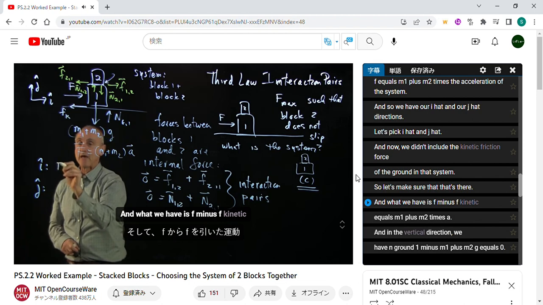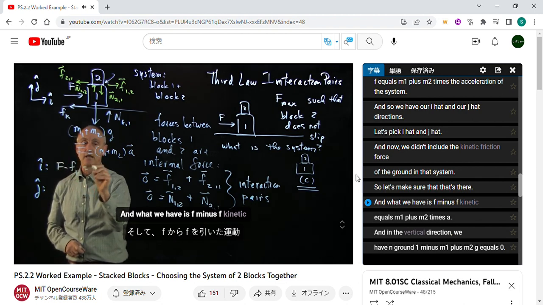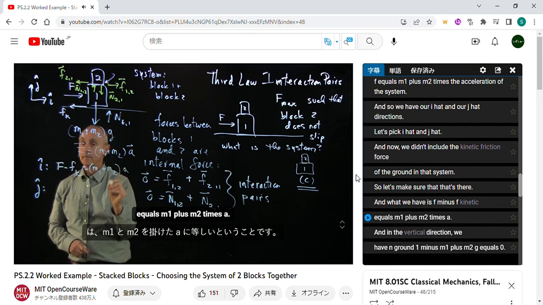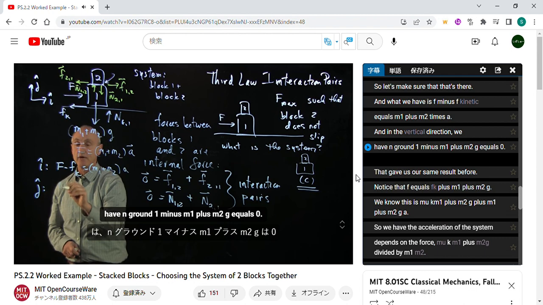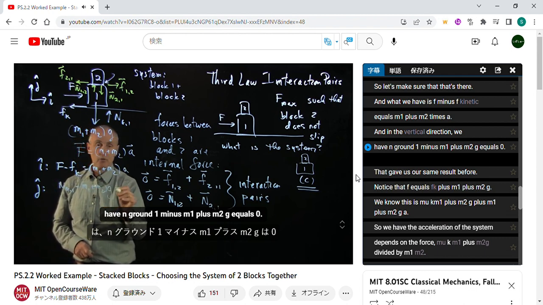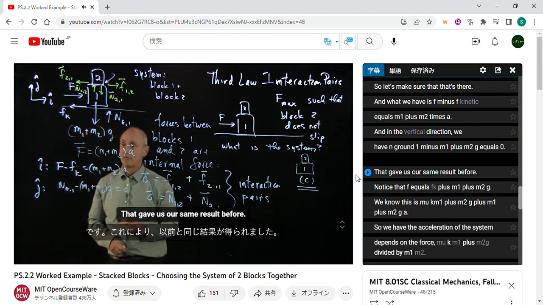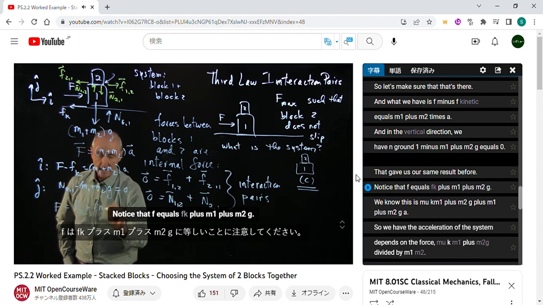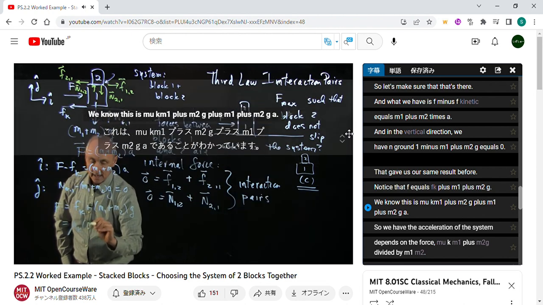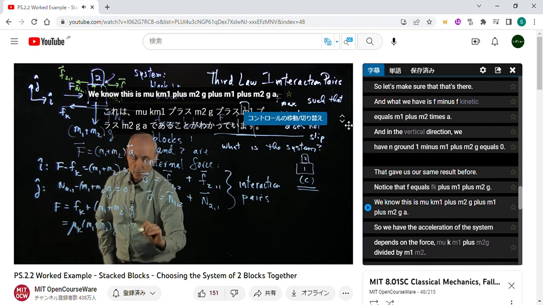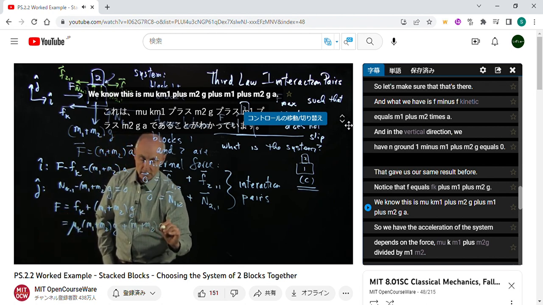And what we have is F minus F kinetic equals m1 plus m2 times a. And in the vertical direction, we have N ground 1 minus (m1 plus m2)g equals 0. That gave us our same result before. Notice that F equals F kinetic plus (m1 plus m2)a. We know this is mu k (m1 plus m2)g plus (m1 plus m2)a.